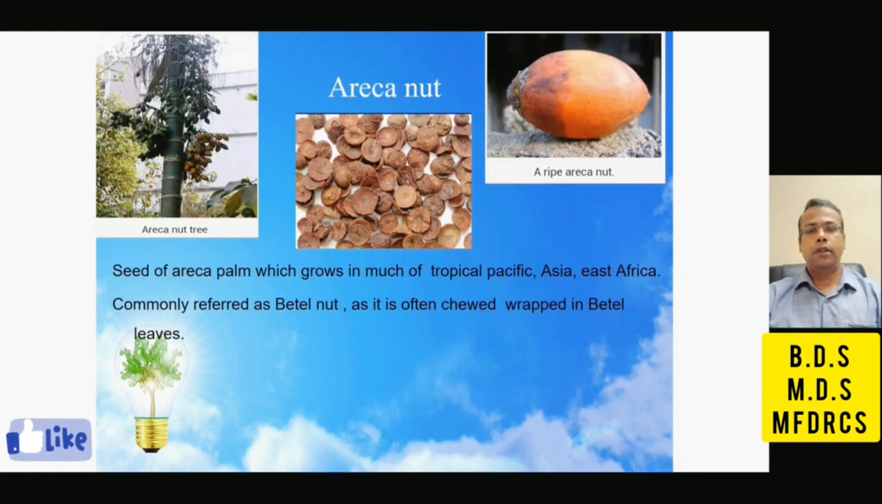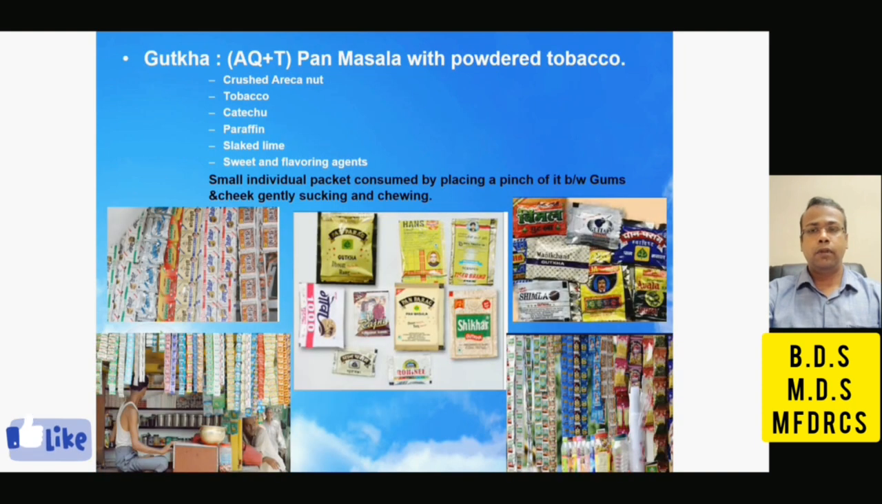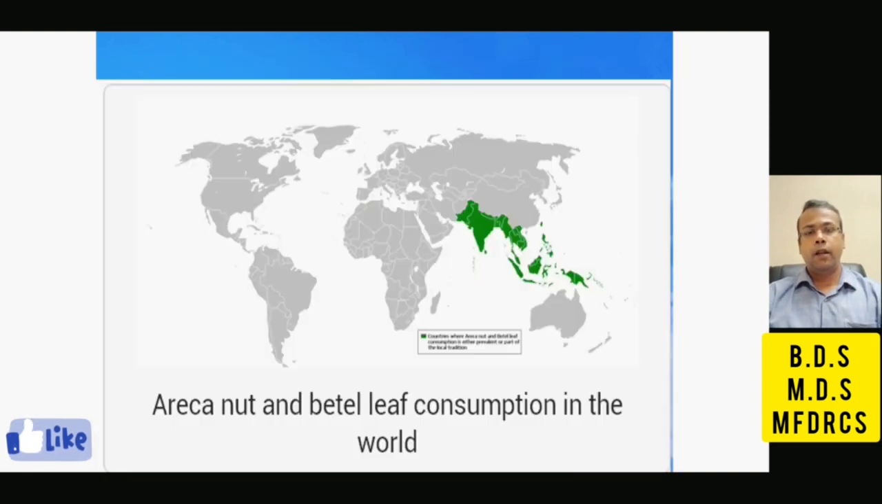Areca nut is mostly grown in the region of the tropical Pacific, Asia, and East Africa. It is commonly referred to as betel nut as it is often chewed wrapped in betel leaves. It can be chewed in association with pan, or it can be mixed with gutka and consumed. With the help of this map, we can see a major population of the Southeast Asia region is involved in the consumption of areca nut and betel leaves.